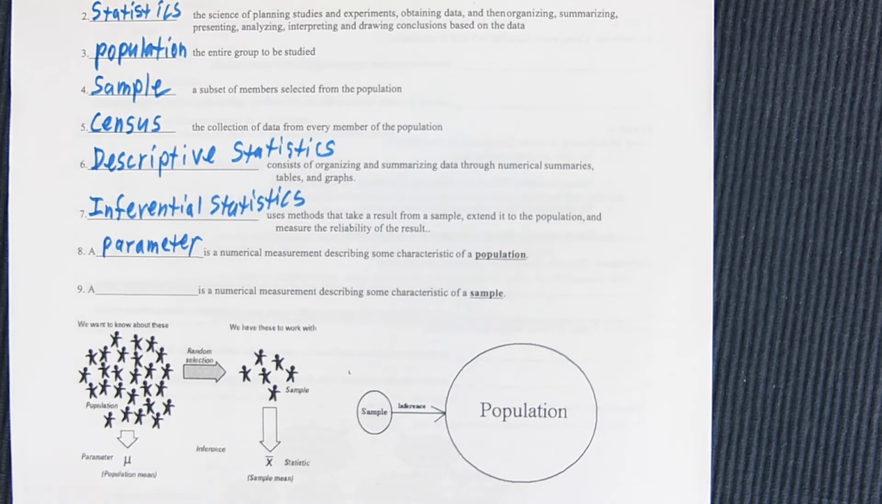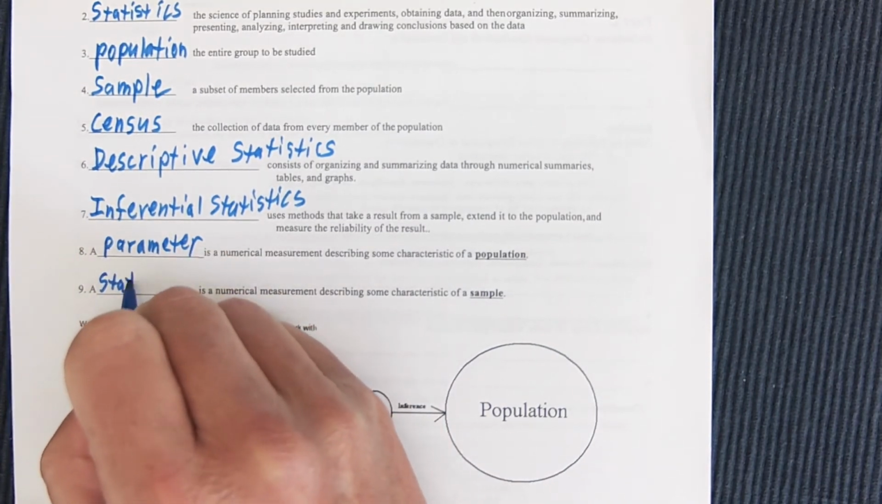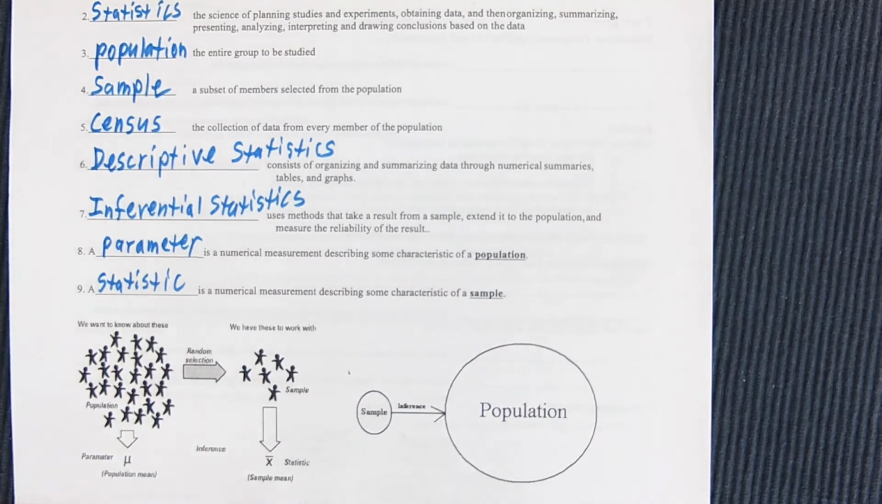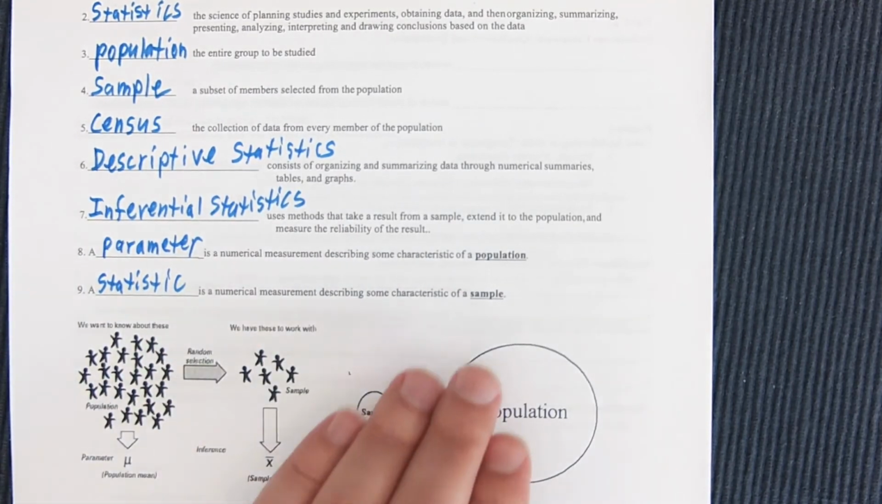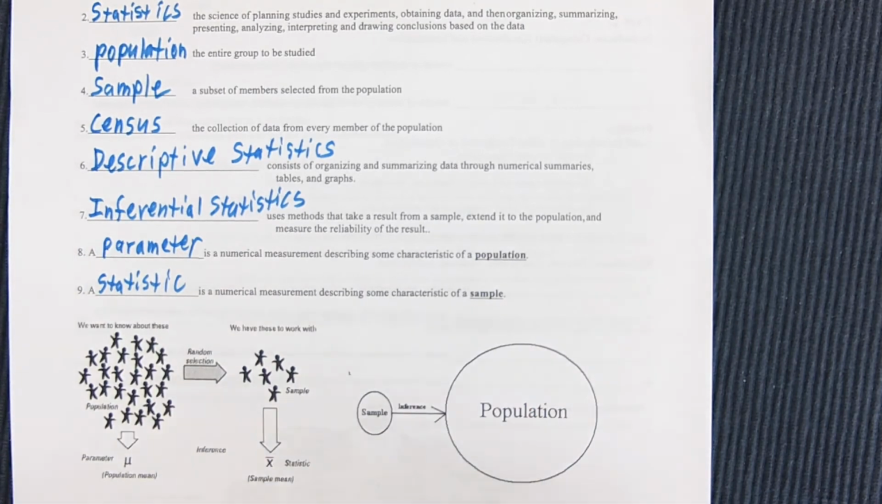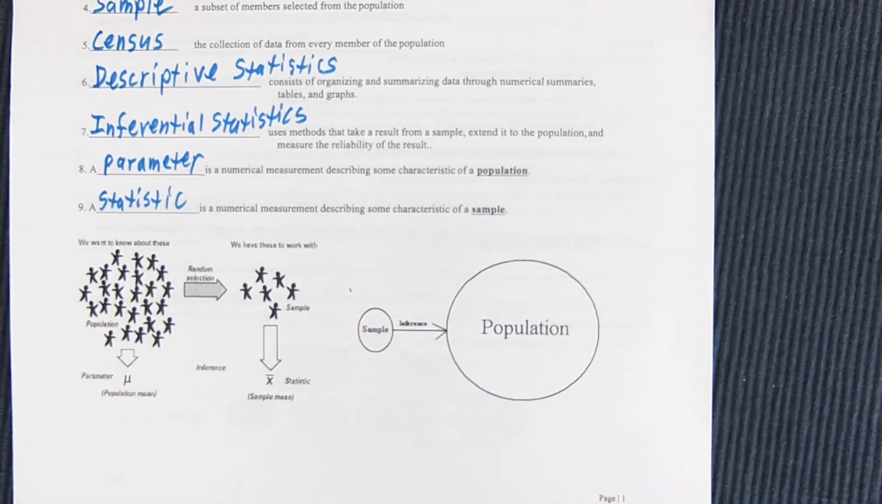A parameter is a numerical measurement describing some characteristic of a population, versus a statistic, which is a numerical measurement describing some characteristic of the sample. And this little chart down here helps sort of explain what we mean by that.